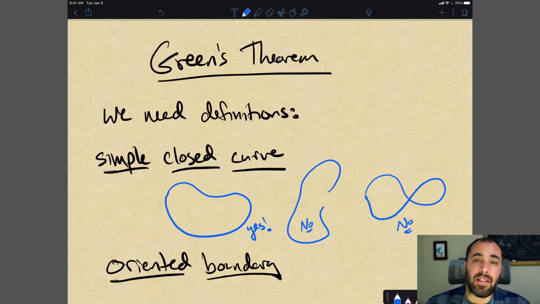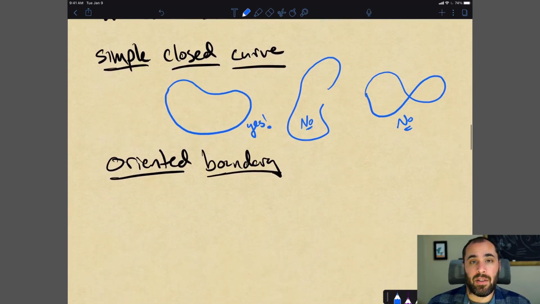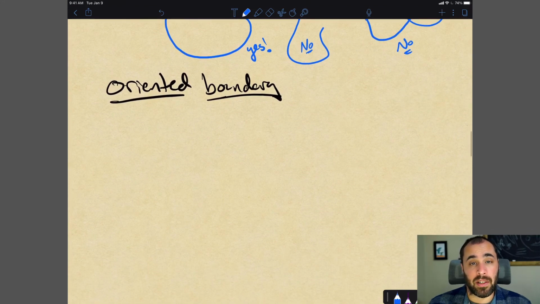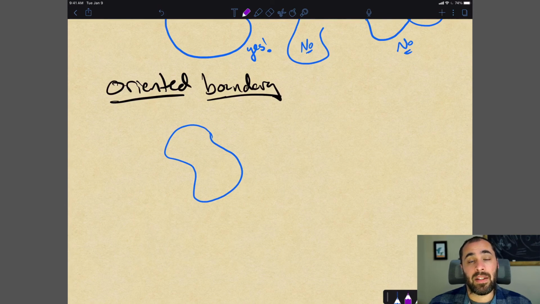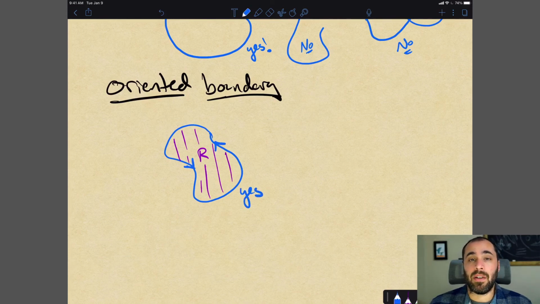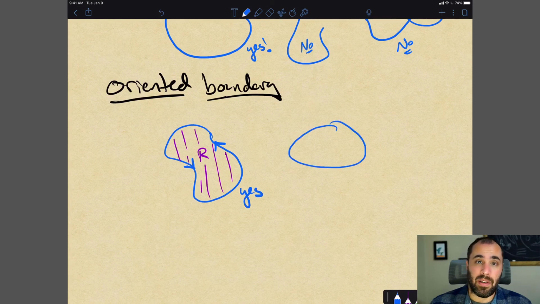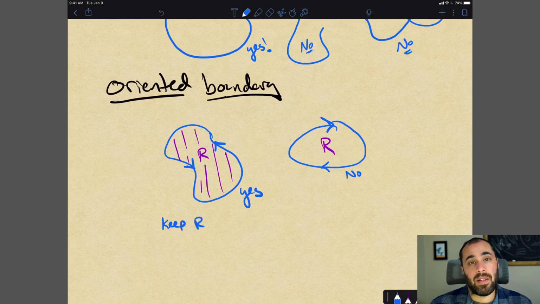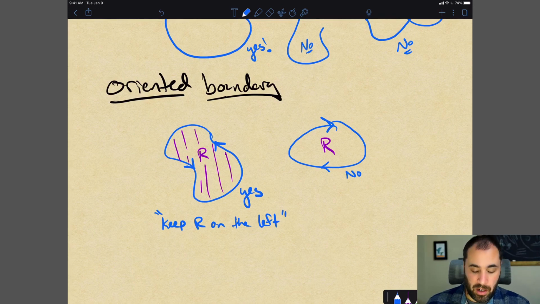And the next is that of an oriented boundary. So when we talk about the boundary, we're talking about a region in the plane. And the boundary is basically the curve that encapsulates it. When we say oriented, we specifically mean traveling counterclockwise around the region. So here are two examples. One yes, one no. And specifically, if the curve C is the boundary of R, we might use this notation to denote that.